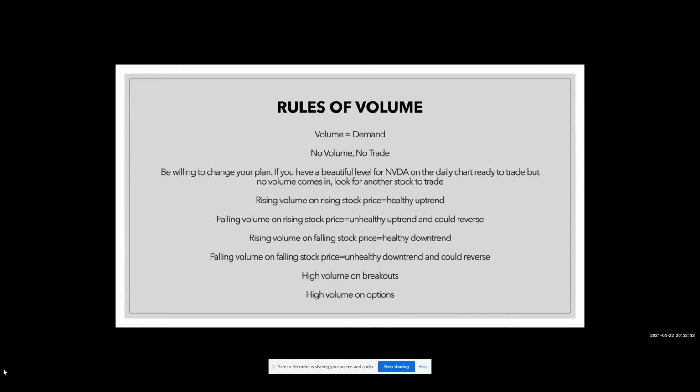You also want to see high volume on breakouts. So if you have a key support or resistance level, whether it's on the hourly, on the 5-minute, you want to make sure on the breakout it's backed by high volume.